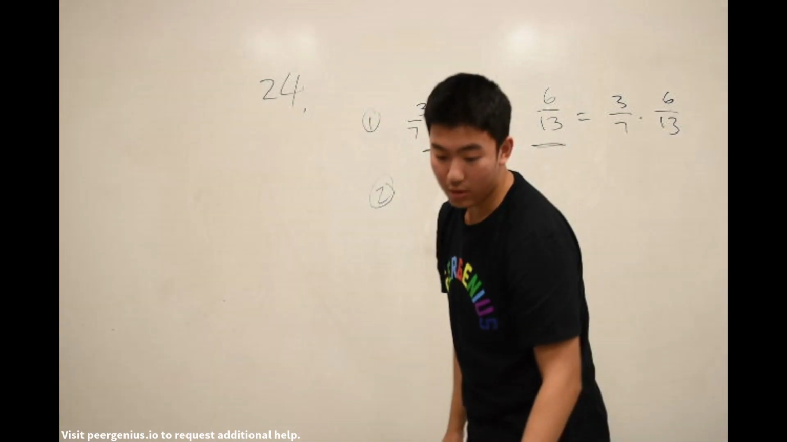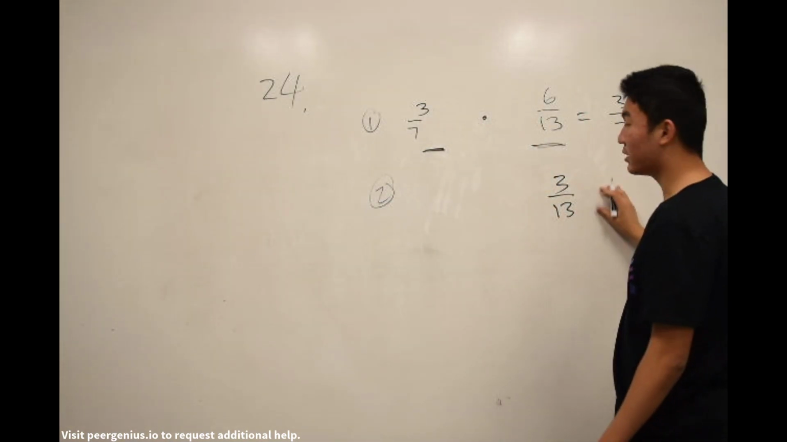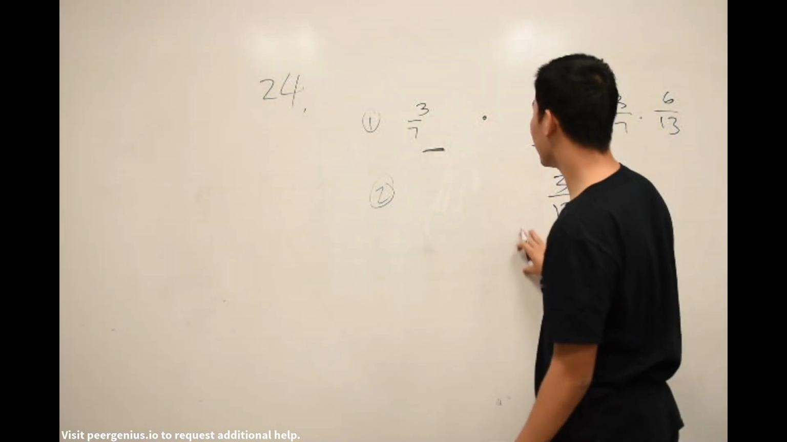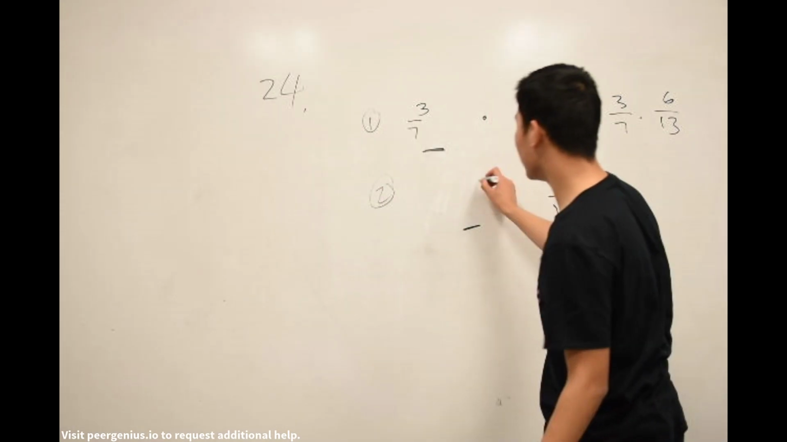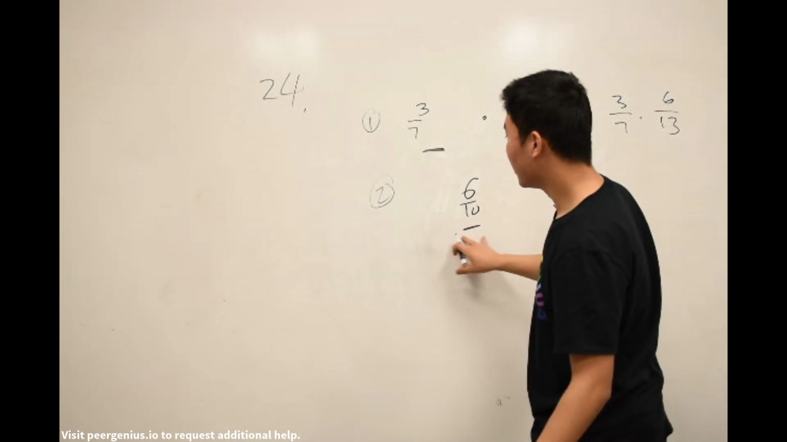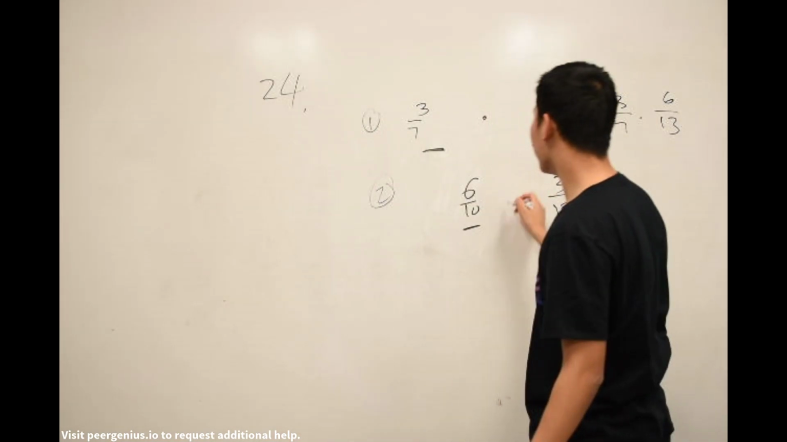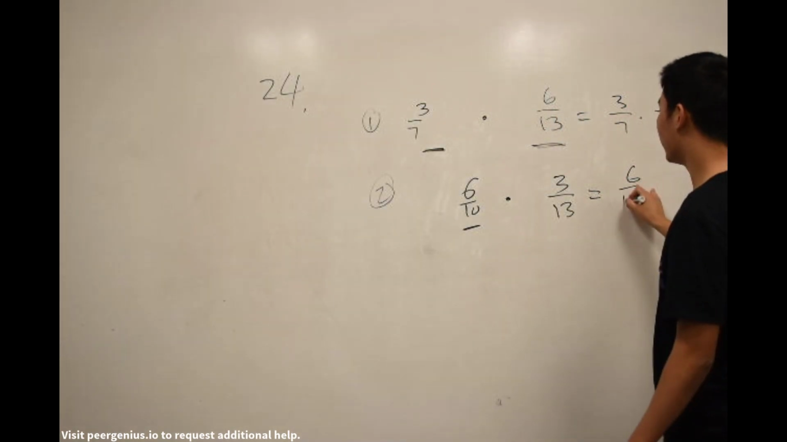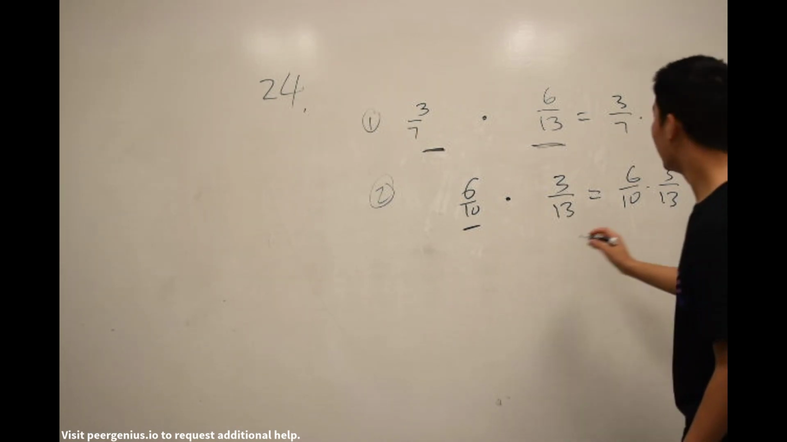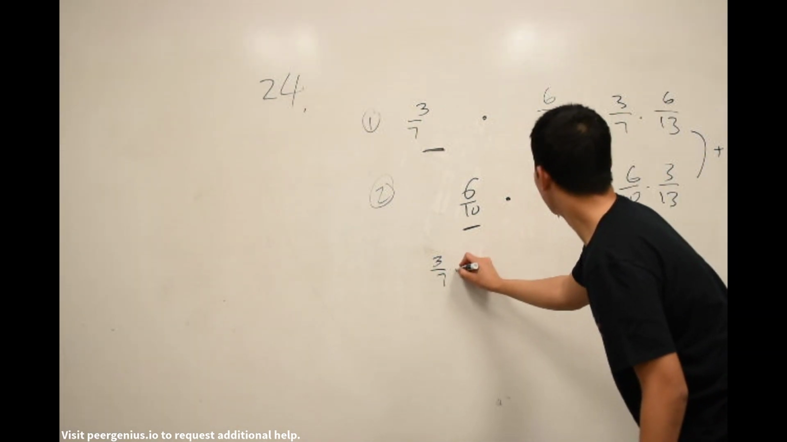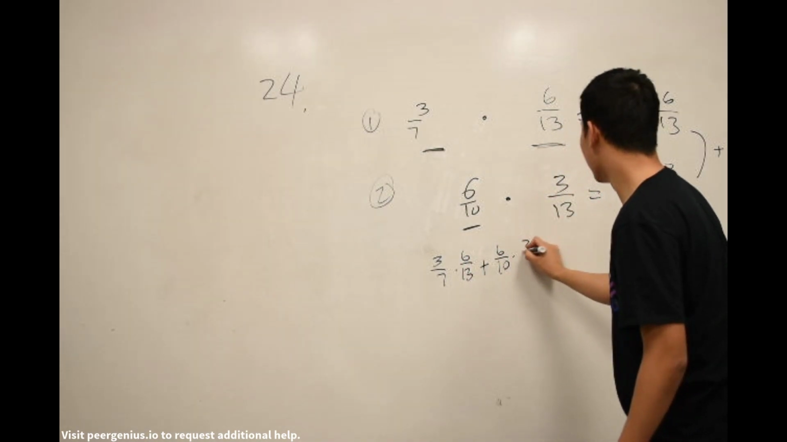For case number 2, the last ball is yellow, and there's a 3/13 chance of the last ball being yellow because there are 3 yellow balls and 13 balls in total. Then we take out all the yellow balls, and now we have a 6/10 chance of the remaining balls being green. We multiply these two together and get 6/10 times 3/13. Now we have to add these fractions: 3/7 times 6/13 plus 6/10 times 3/13.